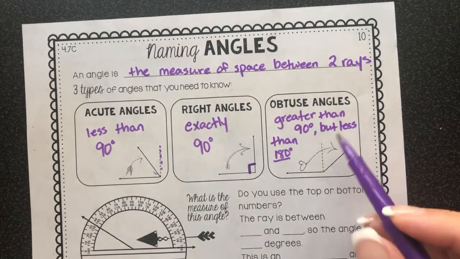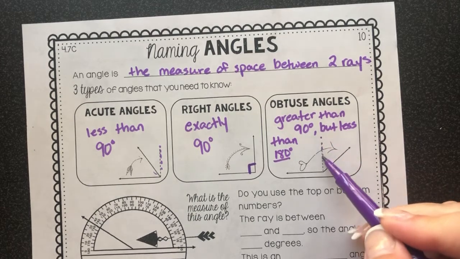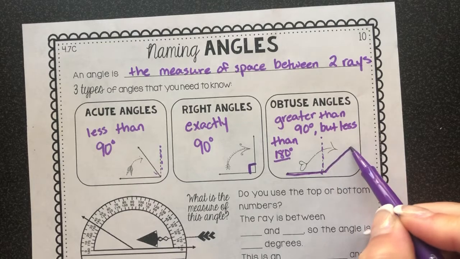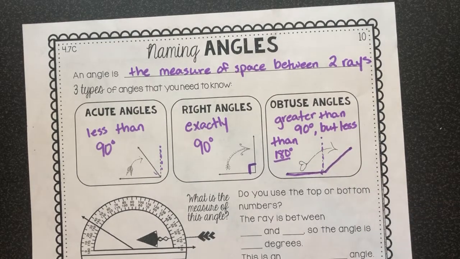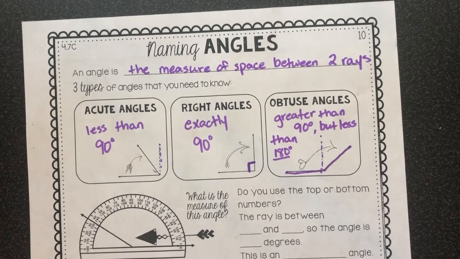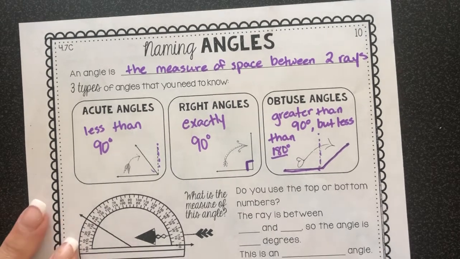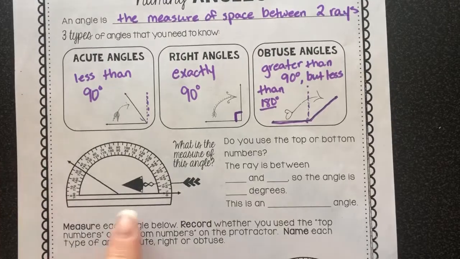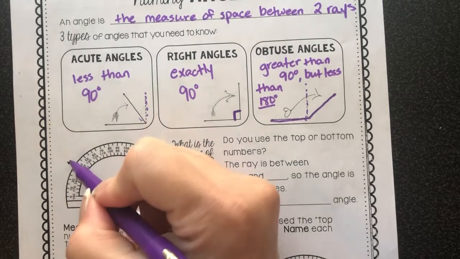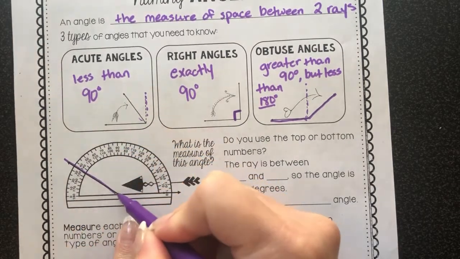So an obtuse angle would be greater than 90, and they've showed you this 90 degree angle right here, and they're showing you how your angle is opened up past that 90 degrees. That is an obtuse angle, okay? All right, now we've got a protractor here, and the question says, what is the measure of this angle? Well, let's think back to the page that we just did, and let's look at this angle.